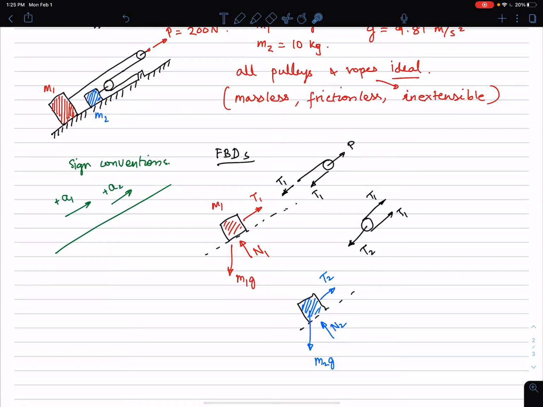The pulleys are massless, so they don't have mg down. And yeah, I guess these things are aligned with the slope. Okay. Any questions so far?